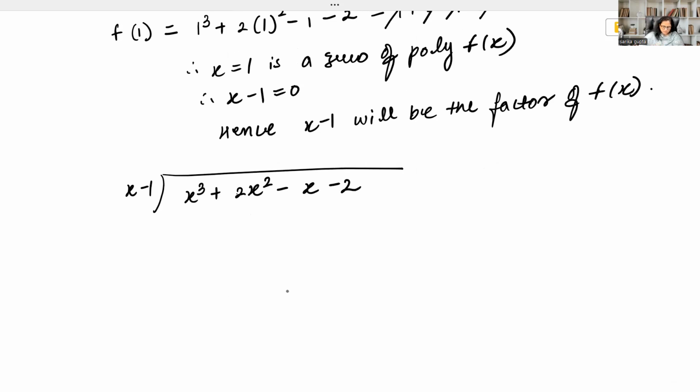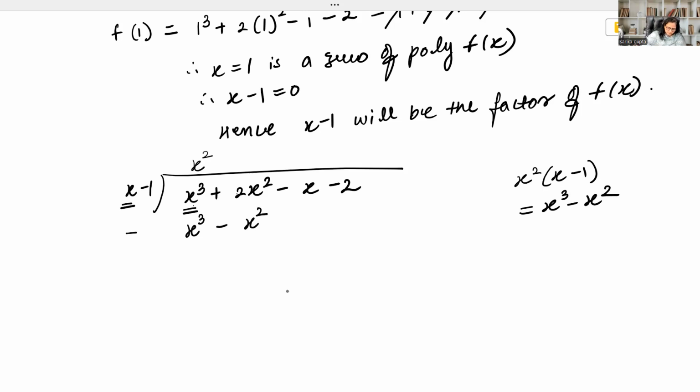Again, the same procedure. We will have a look at the first term of the divisor and the first term of the dividend. We want to obtain x cube from this x. So in the quotient, we have to select the term x square. Obviously, this x square will multiply this entire divisor, and the answer comes out to be x cube minus x square.